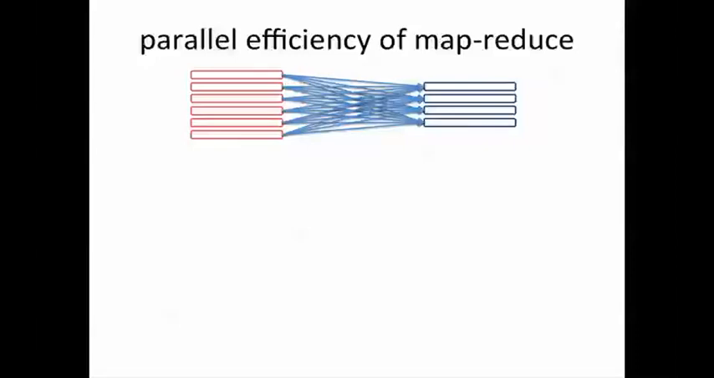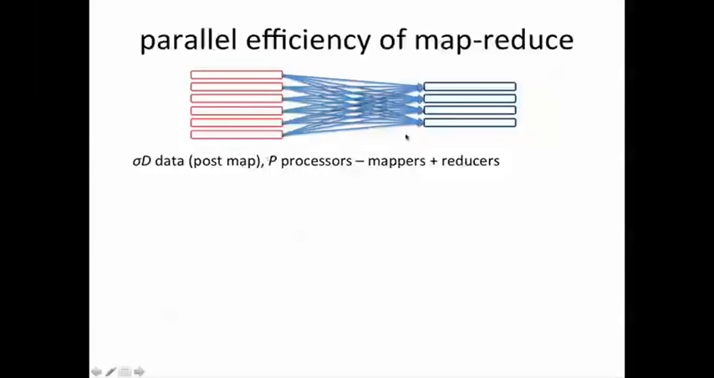You'll recall we began our discussion of parallel computing with the notion of parallel efficiency, so it's worth trying to figure out what is the parallel efficiency of MapReduce. Let's assume that the data produced after the map phase is sigma times the original data size d. Further, we assume that there are p processors which perform map and reduce operations depending on which phase they are used in, so we don't have any wastage of processors in this regard.